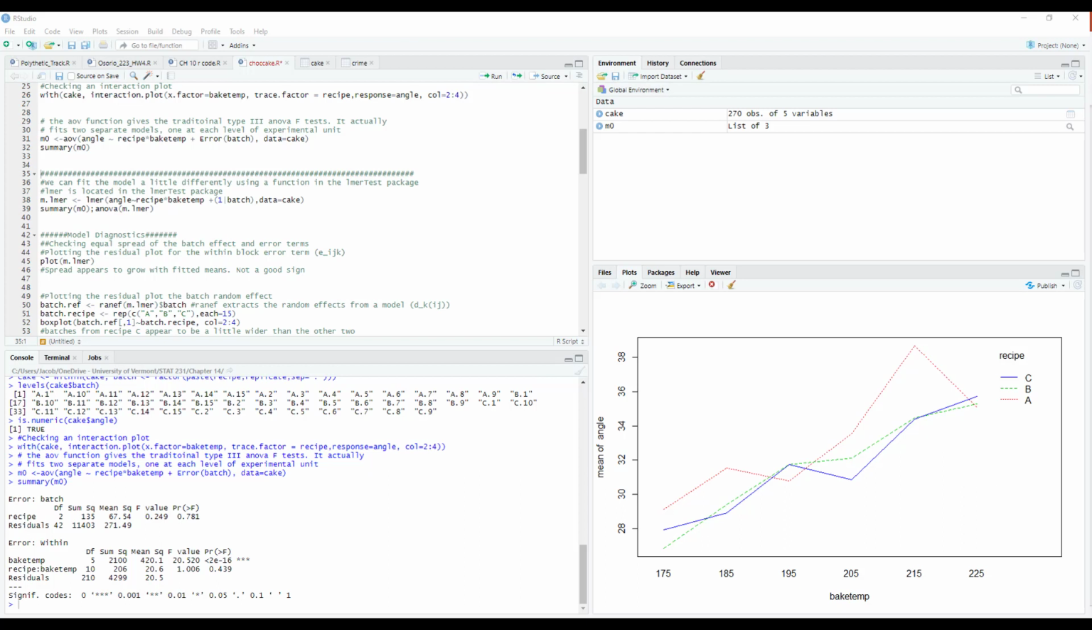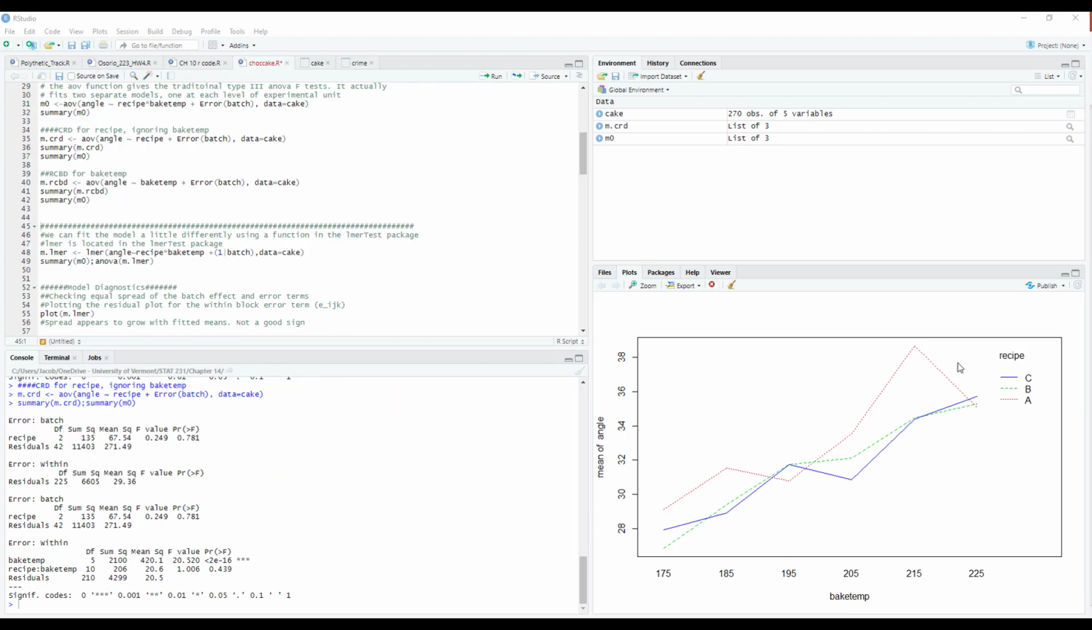If that's all we're interested in, we just want to test to see if they are different, we came to the conclusion: no strong evidence of recipe affecting the break angle of the cake, but really strong evidence that the baking temperature does affect the break angle of the cake. And for these 6 temperatures looked at, it appears to be a fairly linear trend.